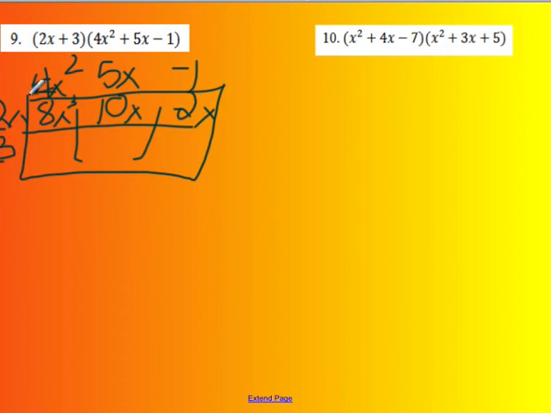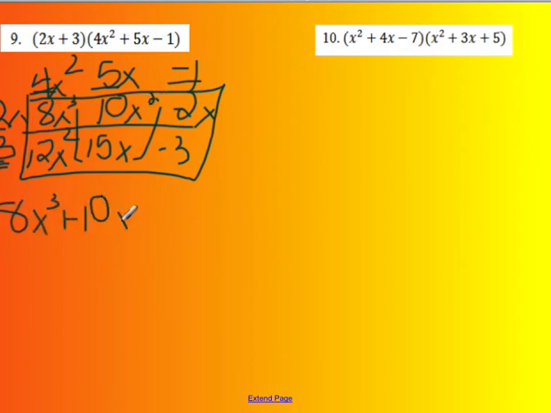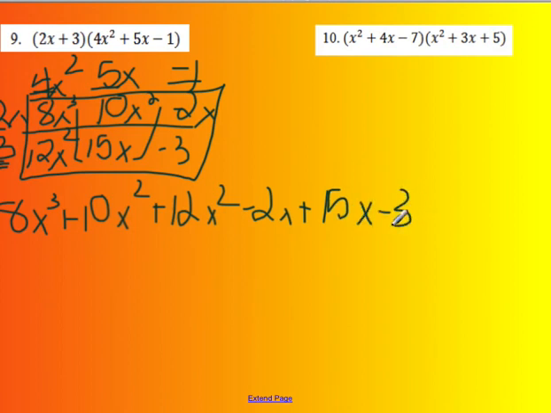3 times 4 is 12, and then we have x squared. 3 times 5x is 15, and then we have x. 3 times a negative 1 is a negative 3. So then we have 8x cubed, and then this should be a squared. Then we have 10x squared plus 12x squared minus 2x plus 15x minus 3. I will leave that for you guys to combine the like terms on your own.